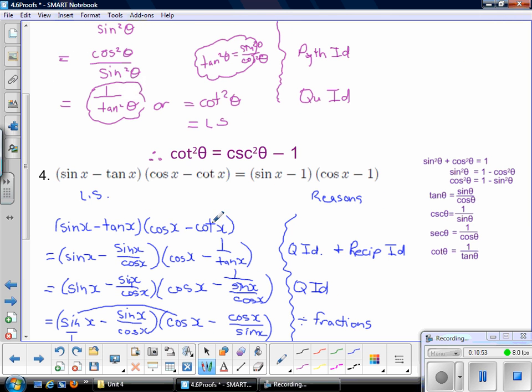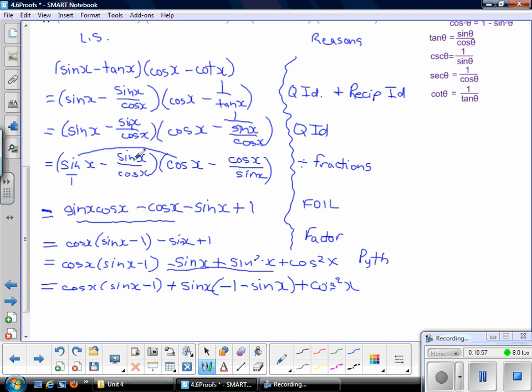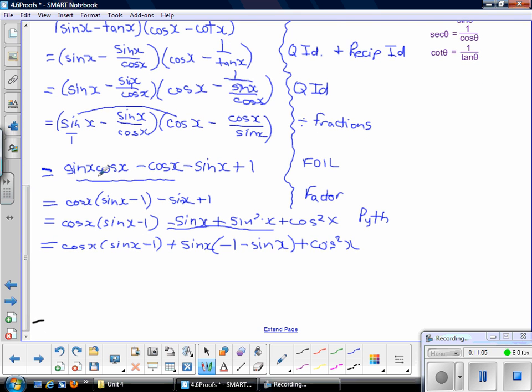I could have distributed through. We chose not to. The next one was I could have found a common denominator and then distributed through. And my other decision was, what if I factor by grouping? I'm going to look back at what I had before I factored by grouping. So this is the process that you actually go through.